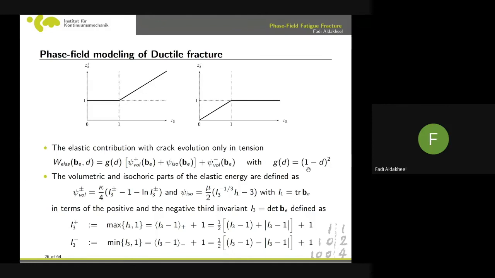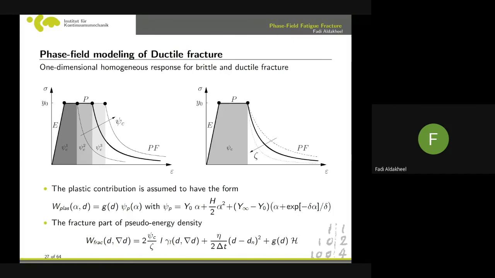The degradation, I still kept it like that. You can also use another one, just to make the theory as simple as possible. Well, here it is, let's say, in terms of the invariants, like the trace of AB and the determinant of it. Good. So here's the energetic one, or the elastic part, and here's the plastic part, right?